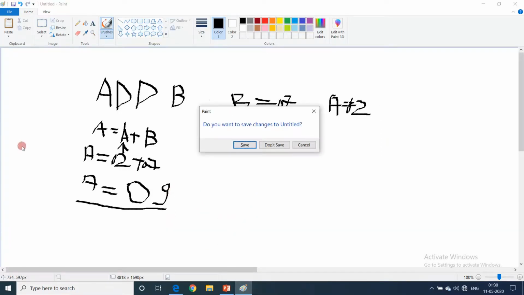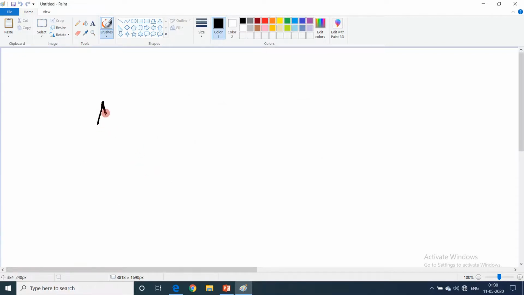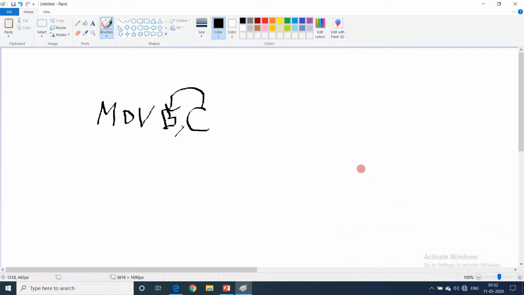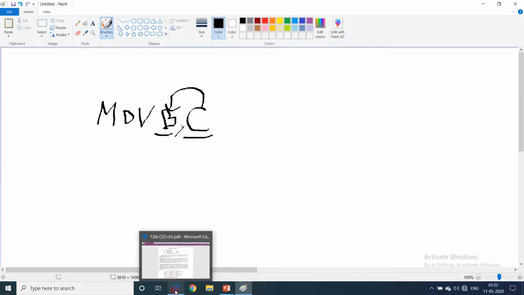For example, there is one instruction out of those 74 instructions: MOV B, C. What does this mean? The meaning of this instruction is that the contents of C will be copied into B. And the contents of C will not be altered, which means the contents of C will be unchanged. So this is known as the source register and this is known as the destination register. I hope I am clear.